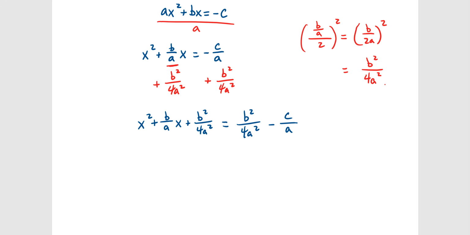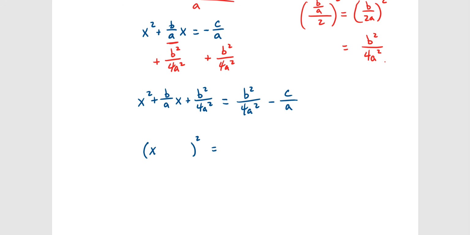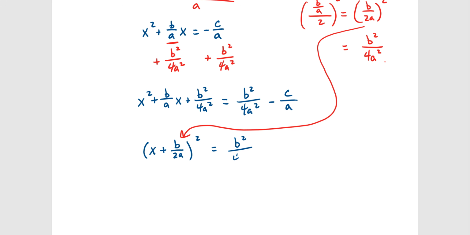Okay, so it looks pretty complicated still, but we just completed the square on the left-hand side, and we can rewrite this as x plus or minus something, squared. To figure out what goes in this binomial, we have to remember the shortcut. It's going to be this value right here before we squared it. So this is going to be x plus b over 2a, squared, and that's going to equal that right-hand side, b squared over 4a squared minus c over a.